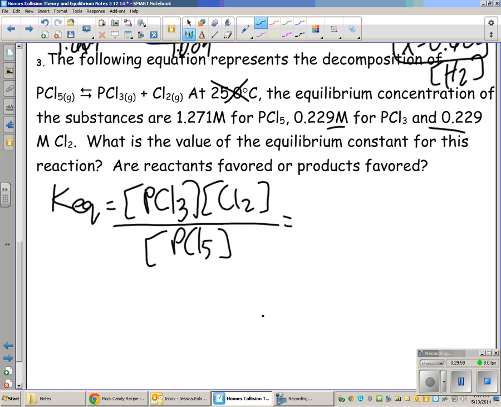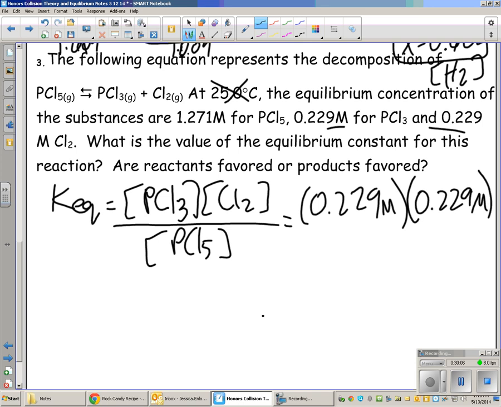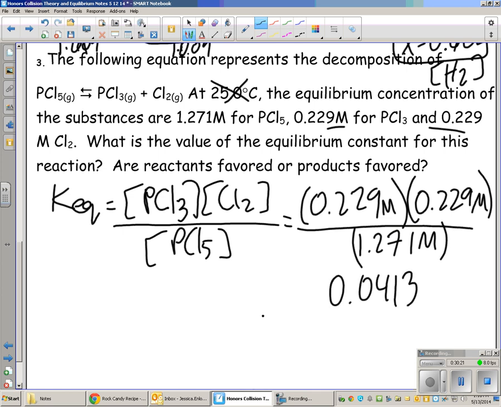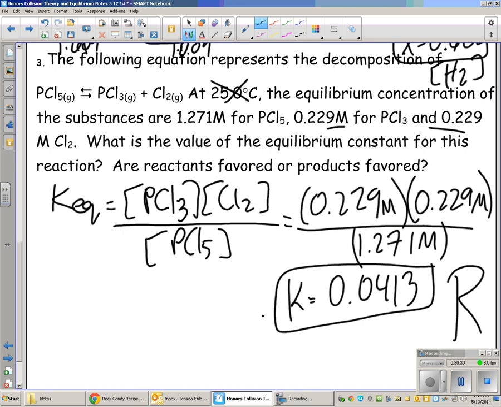Both the products have the same concentration, 0.229 molar, 0.229 molar, or you could just do that squared, divided by the concentration for the reactant, 1.271 molar. As long as you multiply correctly on the top and then divide by your denominator, you get 0.0413. So definitely what? Reactants or products? Definitely reactants are favored. Way smaller than 1.